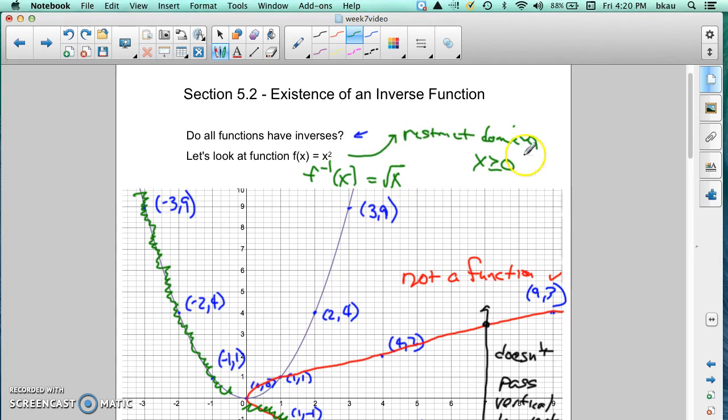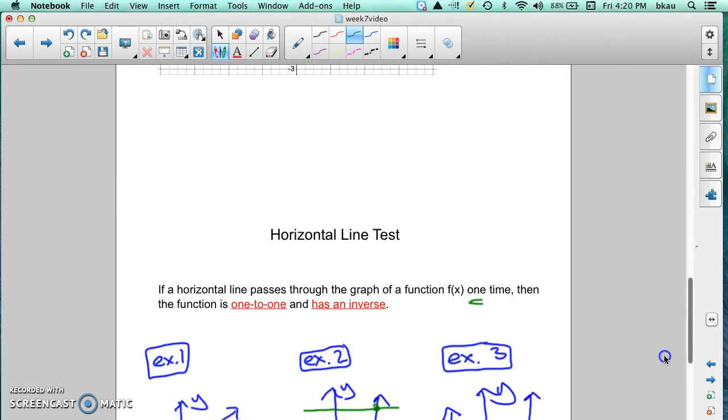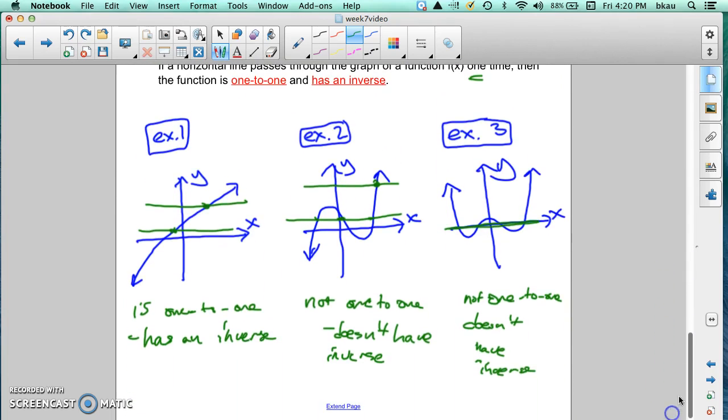So without restricting the domain, this function, f of x equals x squared, doesn't have an inverse unless we restrict the domain and say that we're only going to take the values greater than or equal to 0. Then it does have an inverse. We could do that with any function as long as we restrict the domain. But in general, we do not restrict the domain, so there isn't an inverse if the function doesn't pass the horizontal line test.